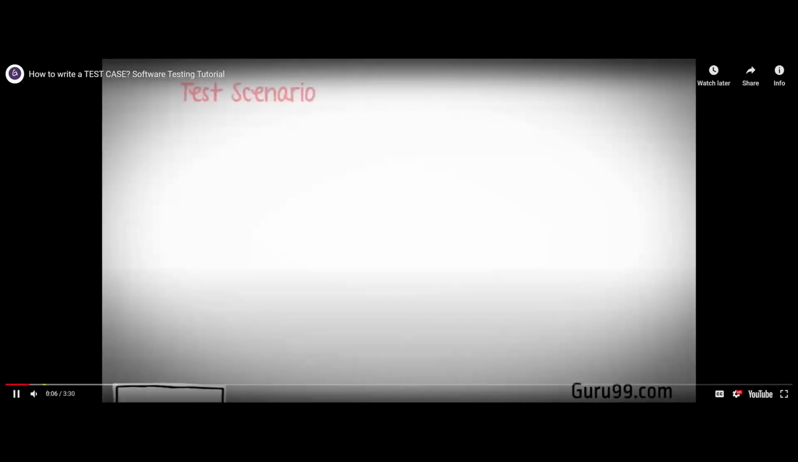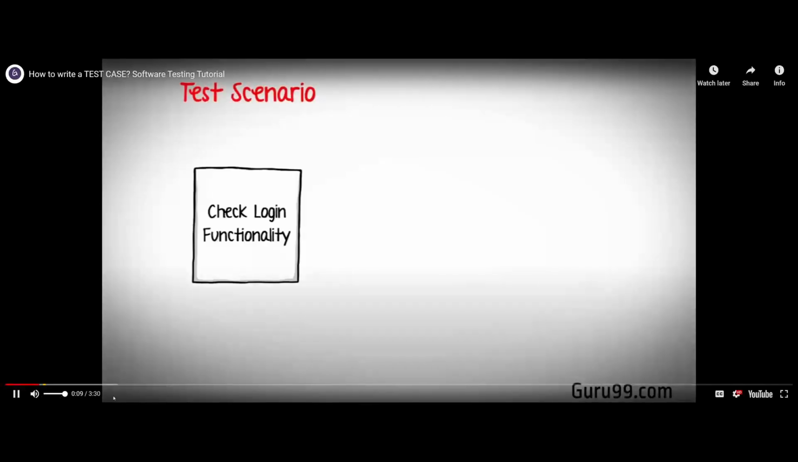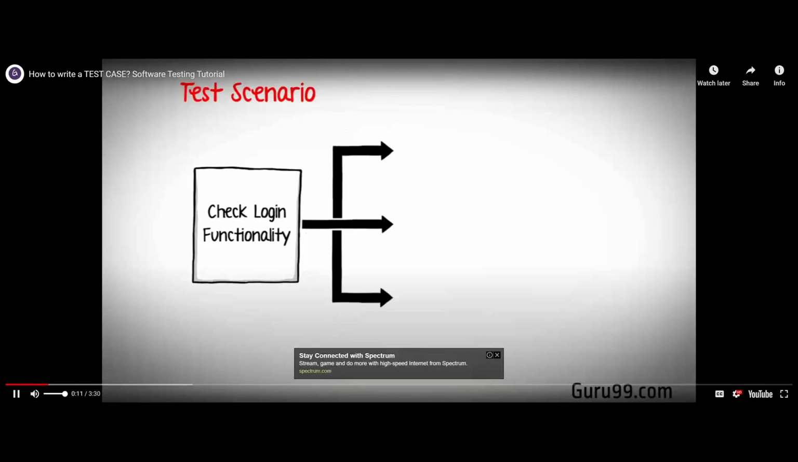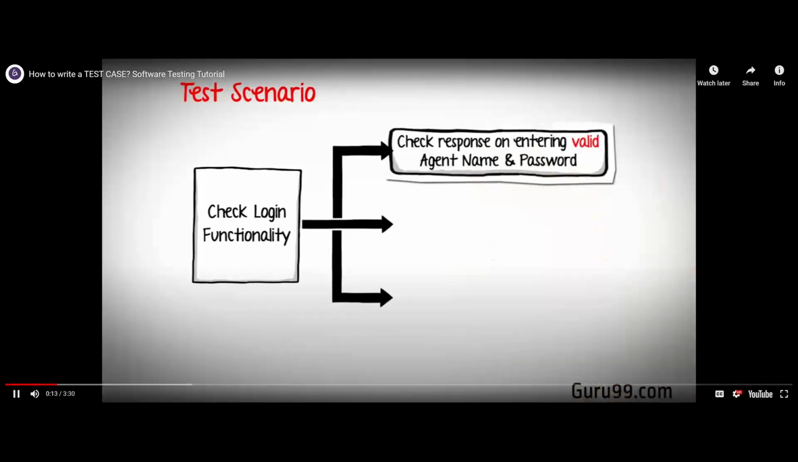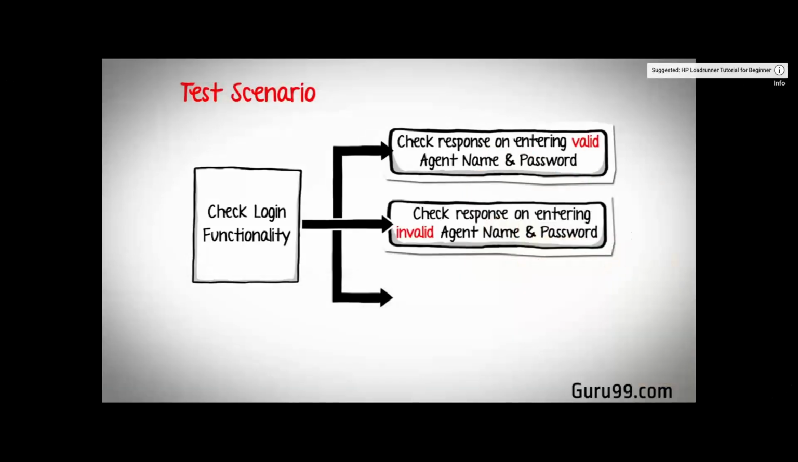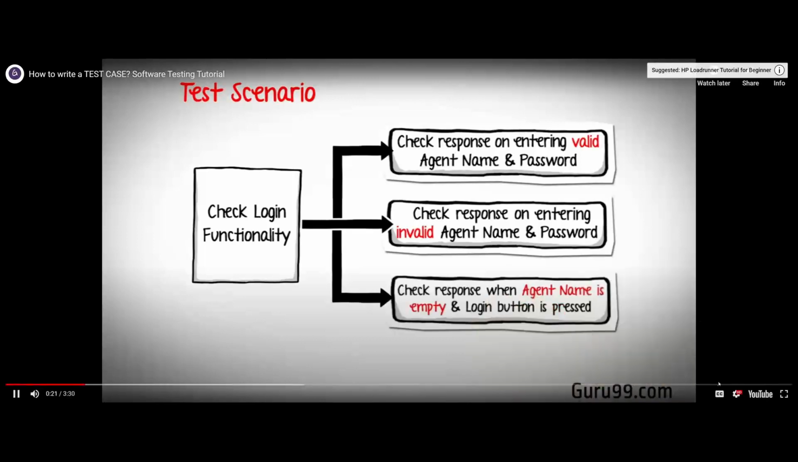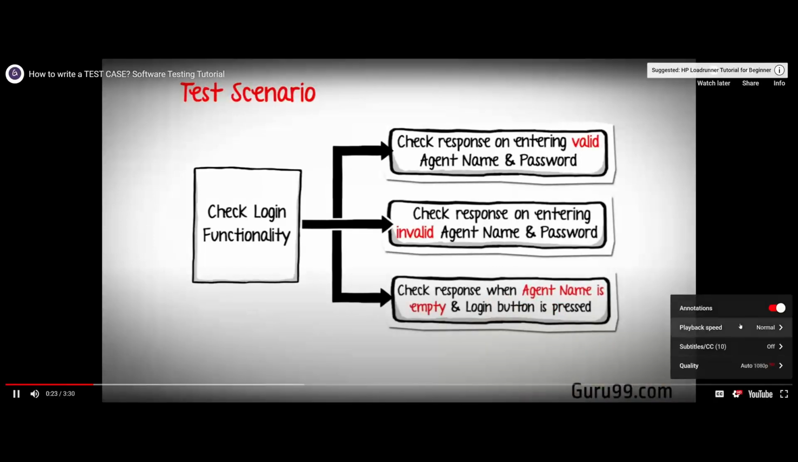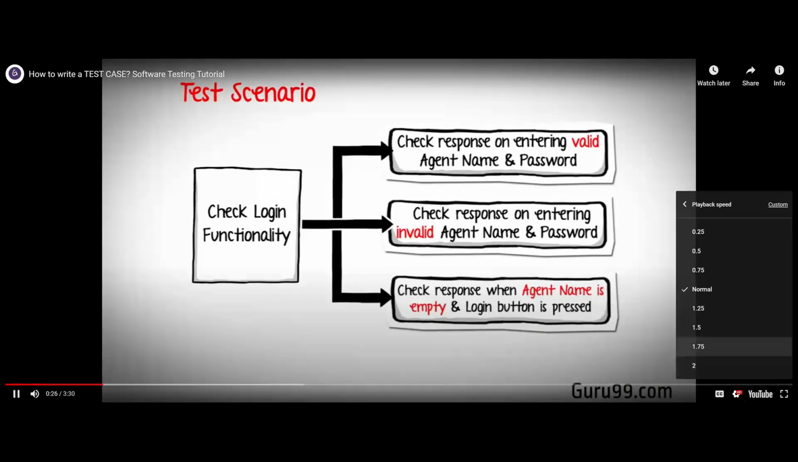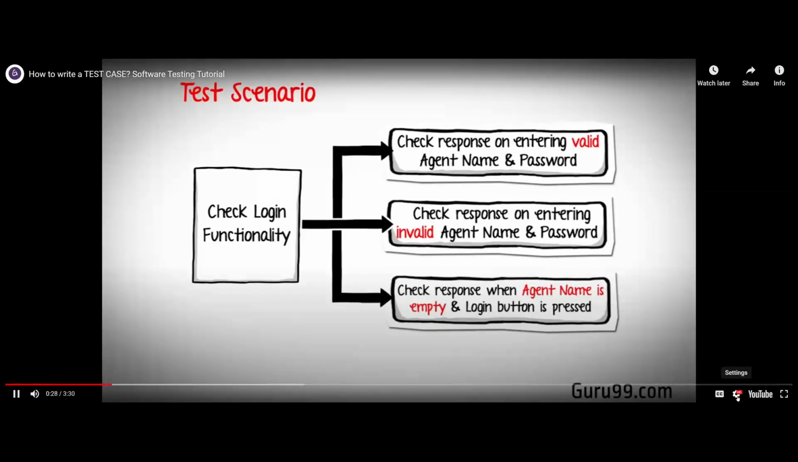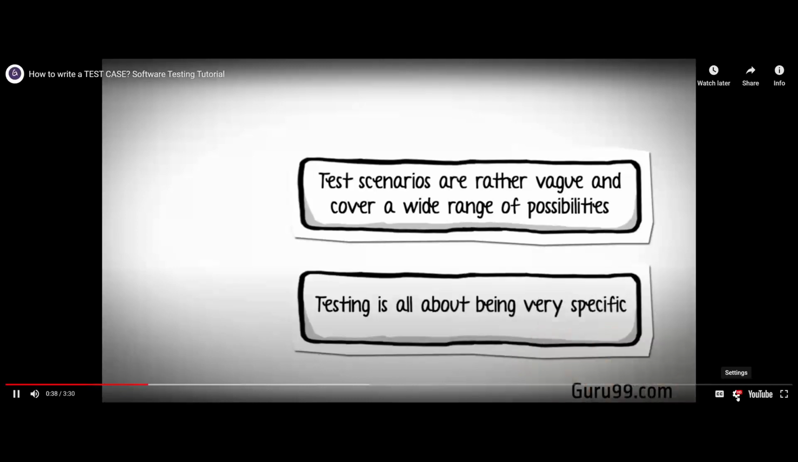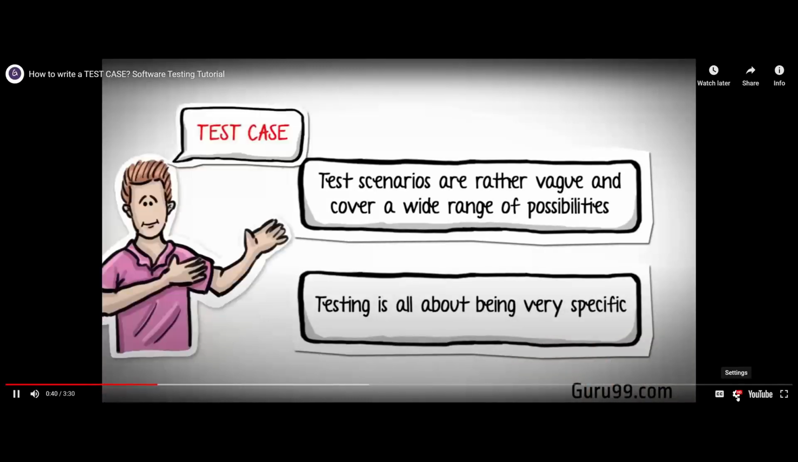Consider a test scenario to check login functionality. There are many possible variations to check this scenario. Check response on entering a valid agent name and password. Check response on entering an invalid agent name and password. Check response when the agent name is empty and the login button is pressed. And many more. This is nothing but a test case. Test scenarios are rather vague and cover a wide range of possibilities. Testing is all about being very specific, hence we need test cases.